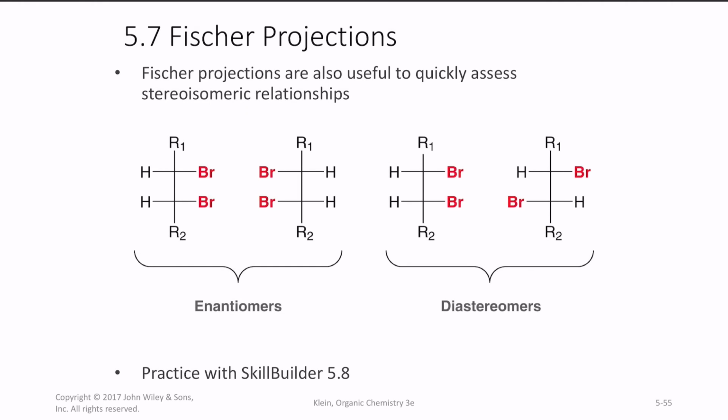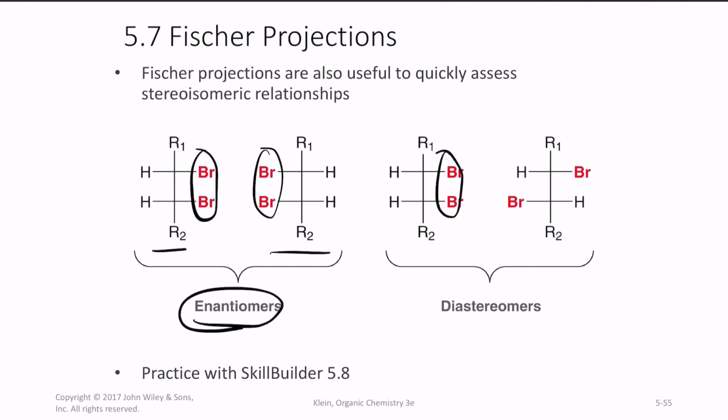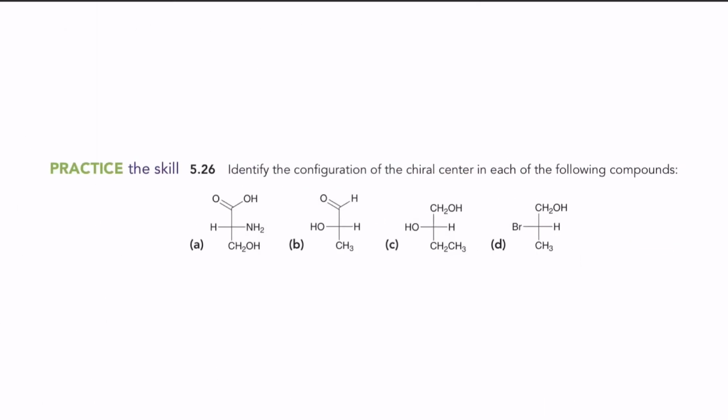Now Fischer projections can also be used to assess the stereoisomeric relationships between molecules. How can you assess the stereoisomeric relationships? One way is to look at which direction the groups are. Between these 2 molecules, the bromine is on the exact same side, but they are mirror images of each other. These are enantiomers. When you have bromine on opposite sides of the chiral axis, we call these diastereomers. So these are ways we can represent molecules by using the common Fischer projections.